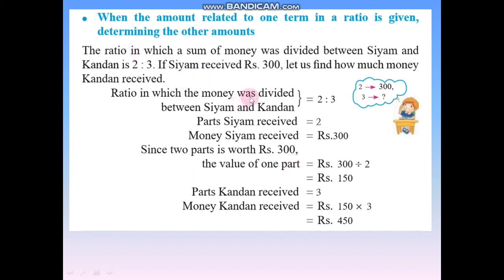If we found the value of one part, is it a big deal to find the value of 3 parts? No. So just simply multiply this 150 rupees by 3. You get the answer as 450.